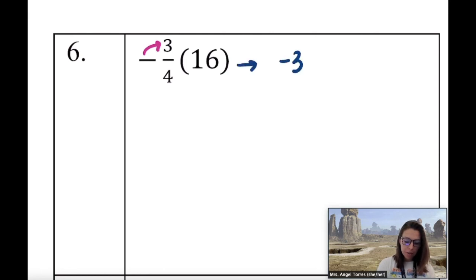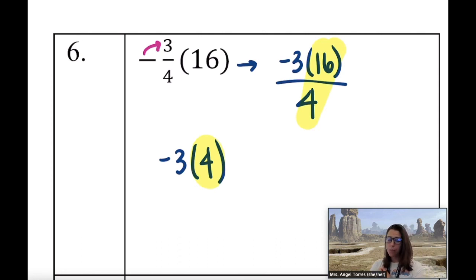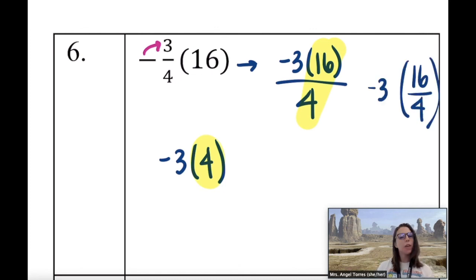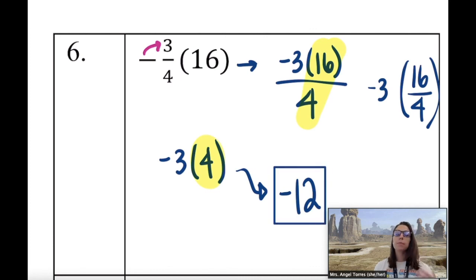So I have negative 3 times 16 divided by 4. Where's the quotient here? That would be 16 divided by 4. 16 divided by 4 is 4, so this simplifies to negative 3 times 4. Notice that I'm not forgetting about the fact that we're still multiplying by negative 3. You could also write this as negative 3 times 16 divided by 4 if that would help you see it a little bit better. Either way, negative 3 times 4 is negative 12. So negative 3/4 times 16 is negative 12, or you could say negative 12 is negative 3/4 of 16.